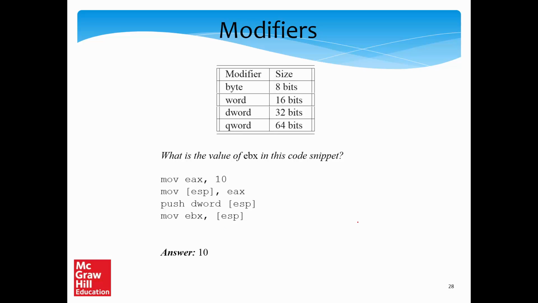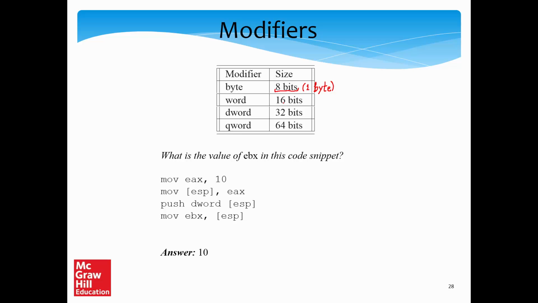Let me now discuss some of the common modifiers. Depending upon the number of bits that need to be transferred from memory, we can use different kinds of modifiers with instructions that access memory. The first modifier is byte, which specifies that 8 bits or 1 byte needs to be transferred. The second modifier is word, which means that 16 bits need to be transferred.